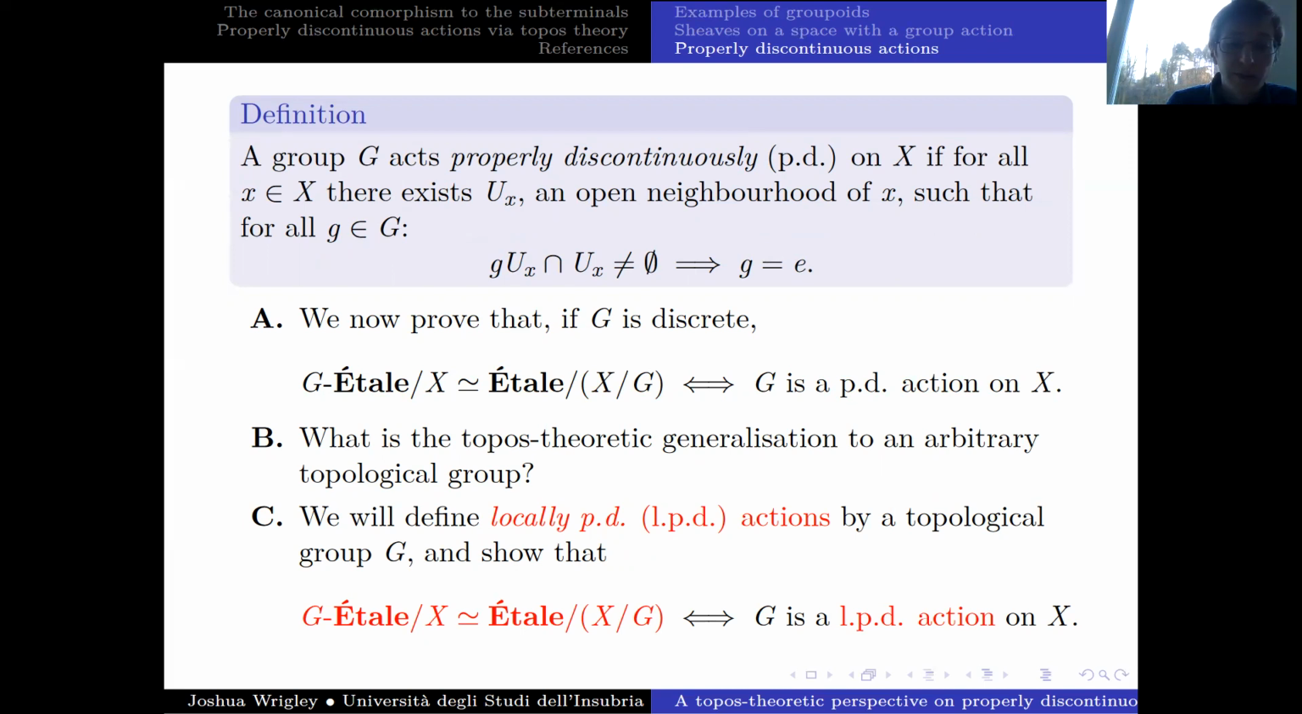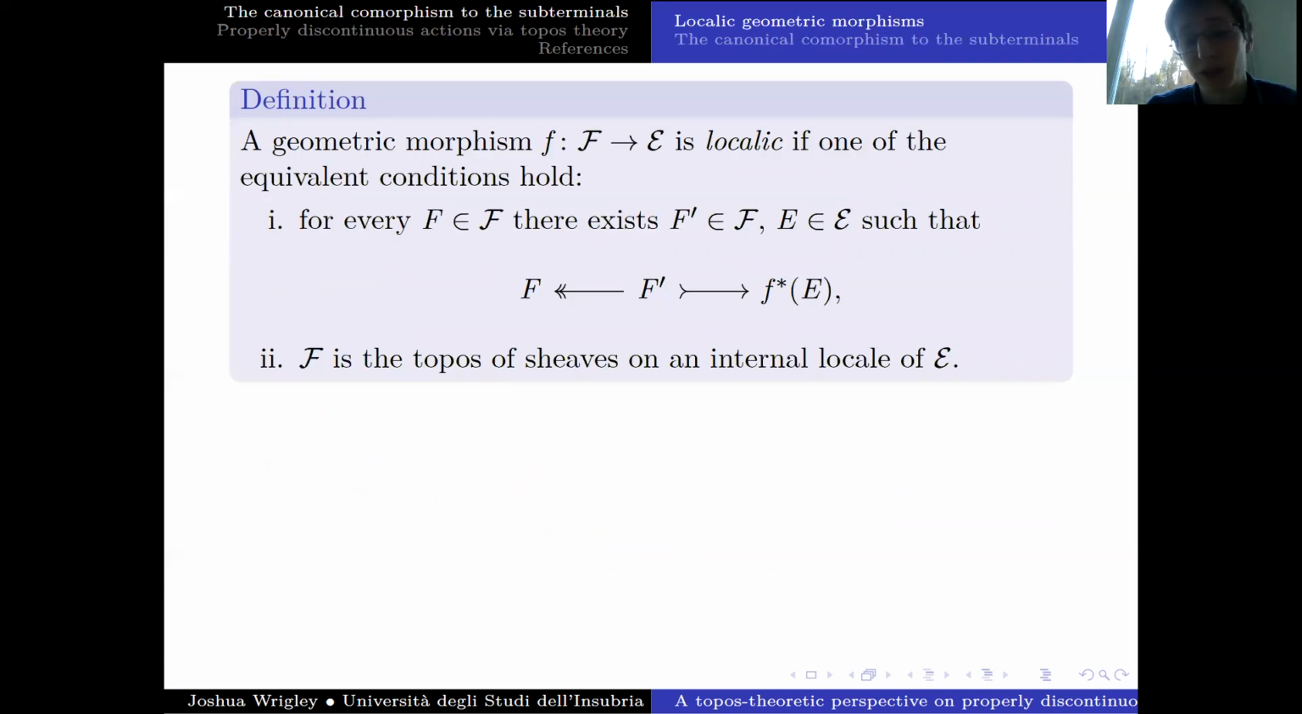So now that we've given that overview and an outline of the problem, let's talk about something completely different. Let's talk about localic geometric morphisms. To recall, a geometric morphism is localic if one of these equivalent conditions holds: every object in the domain topos is a subquotient of something in the inverse image. And this is equivalent to requiring that F is the topos of sheaves on an internal locale of E.